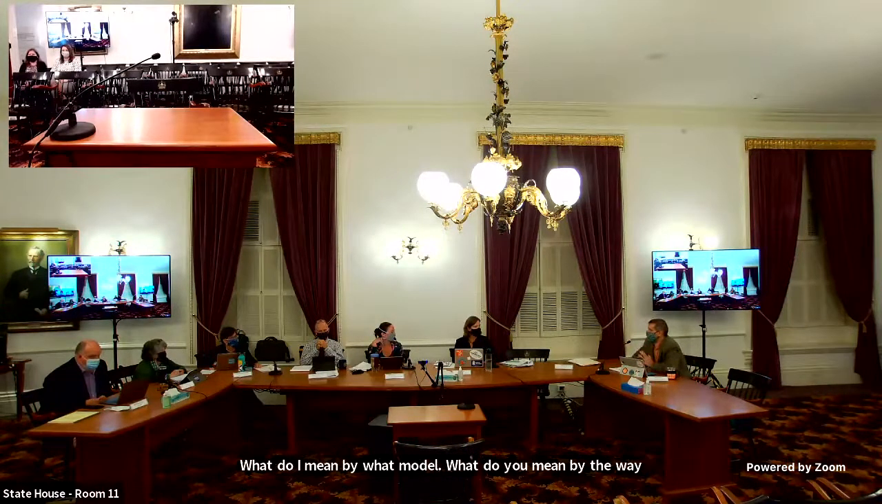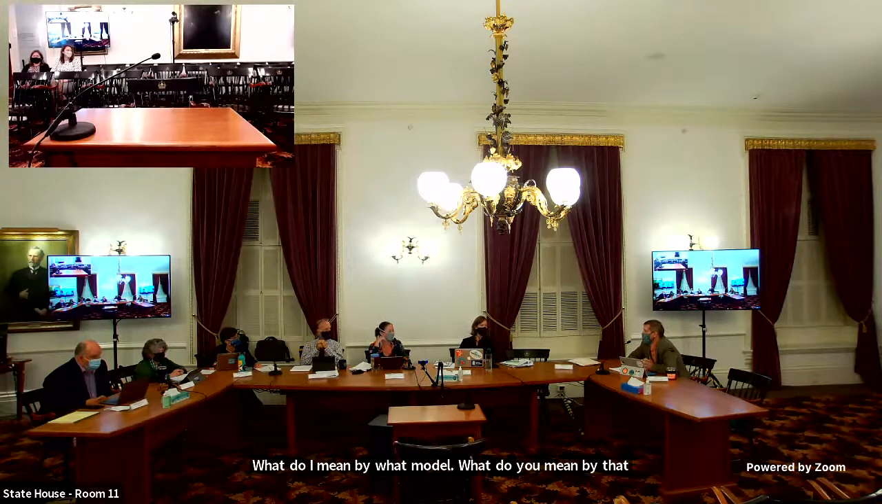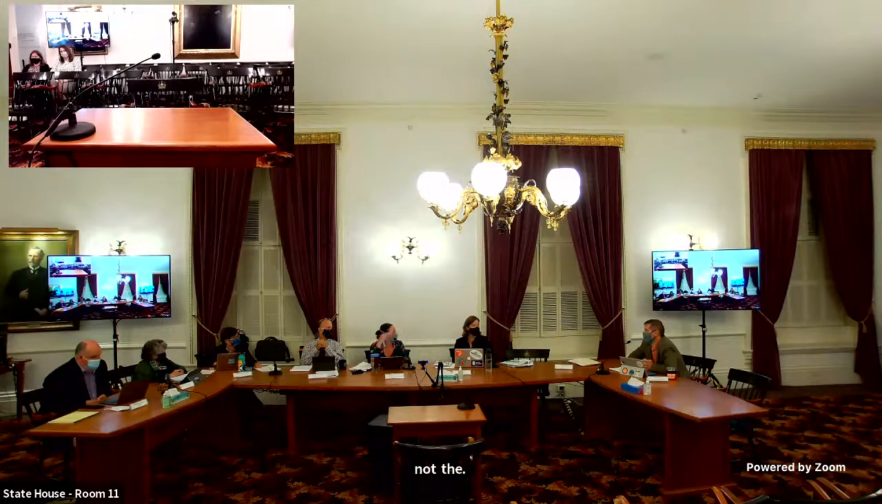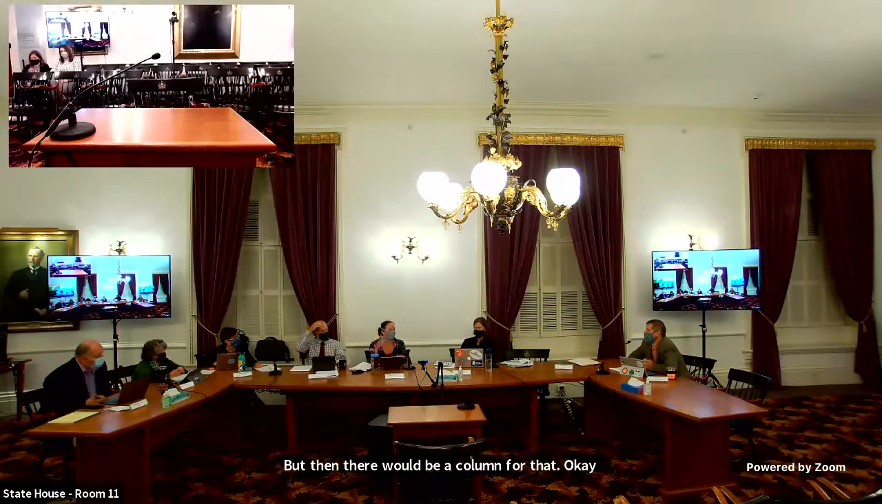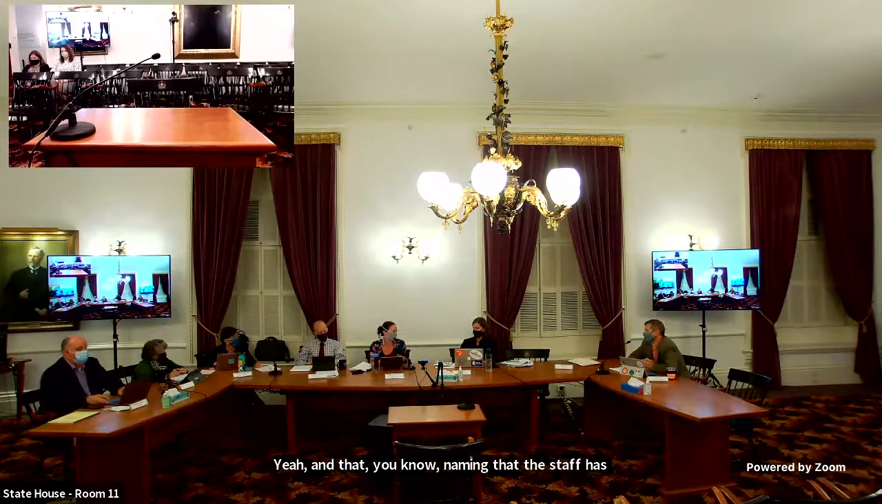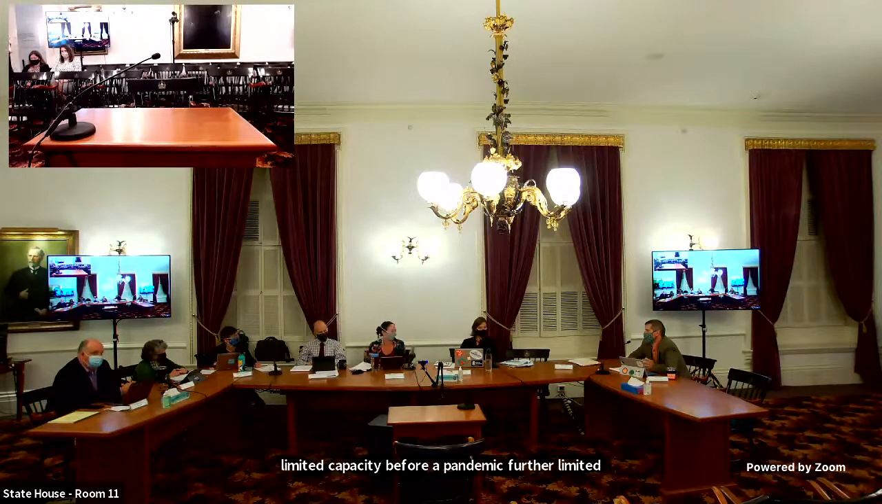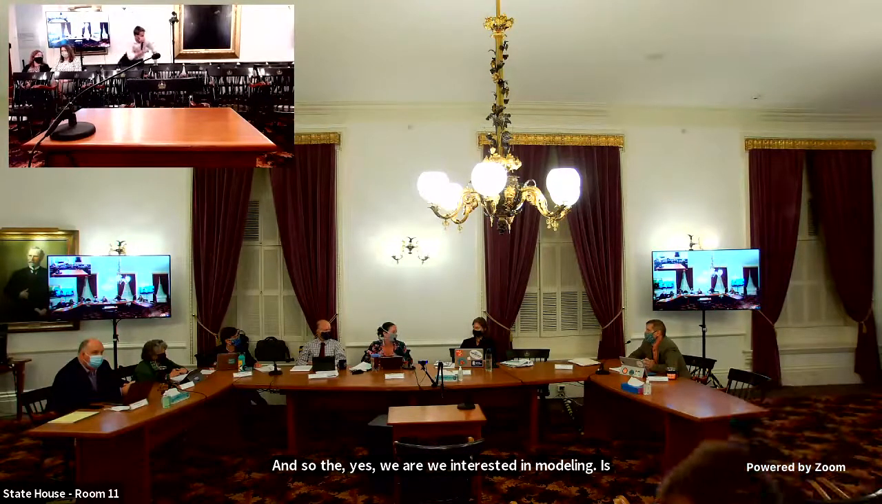That we're asking the staff to put the categorical aids into the model, not the weights. Oh, right, because it does include taking out the current law weights for ELL. And then there would be a column for the, okay. I see what you mean. Yeah, and naming that our staff has limited capacity before a pandemic, further limited capacity right now, so we can't model everything. And so yes, are we interested in modeling? Is this like the first model that we want to really focus our energies on?